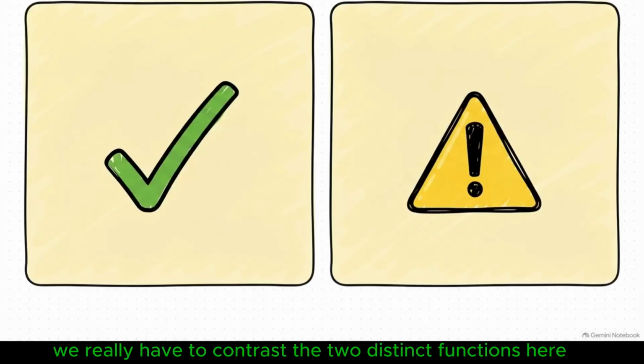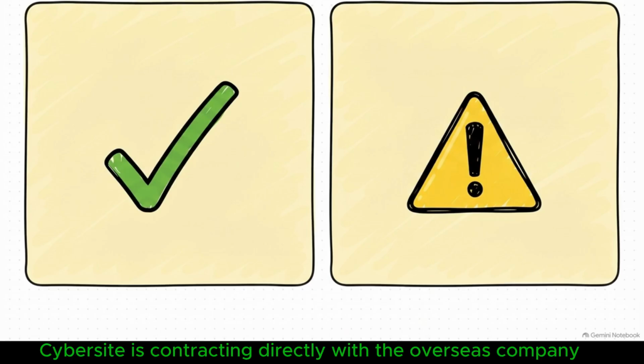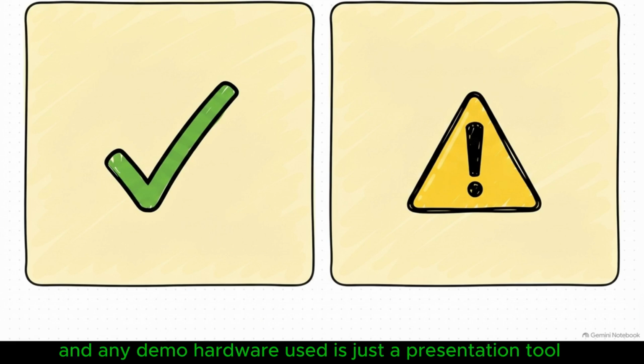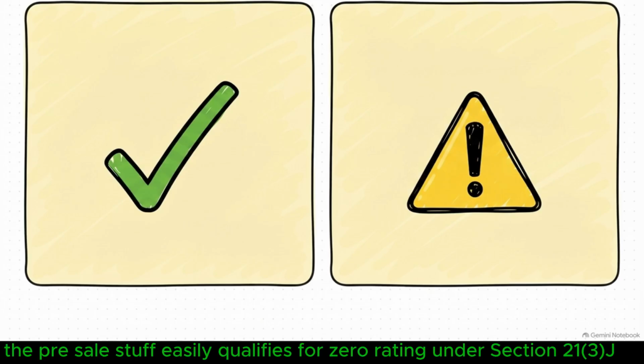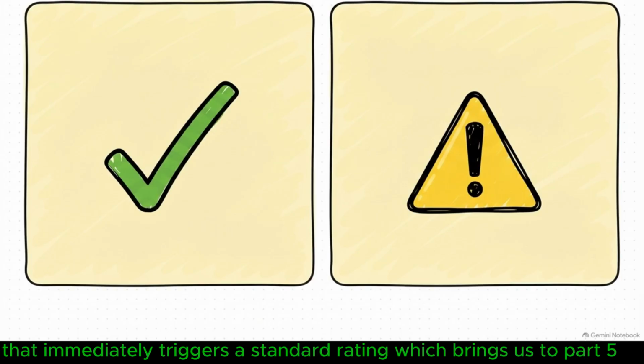We really have to contrast the two distinct functions here. For the pre-sale marketing, CyberSide is contracting directly with the overseas company. The direct beneficiary is overseas, and any demo hardware used is just a presentation tool. It's not physical work on the goods themselves. So the pre-sale stuff easily qualifies for zero rating under Section 21(3)(j). But what about the post-sale services? Well, on-site hardware installation is physical work that affects goods located right here in Singapore, benefiting customers in Singapore. That immediately triggers a standard rating.